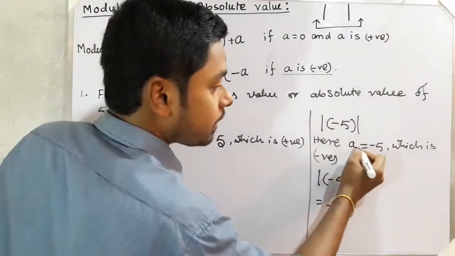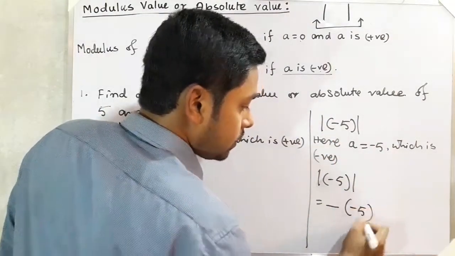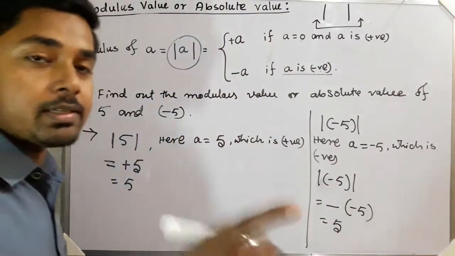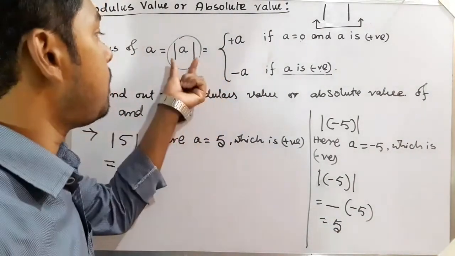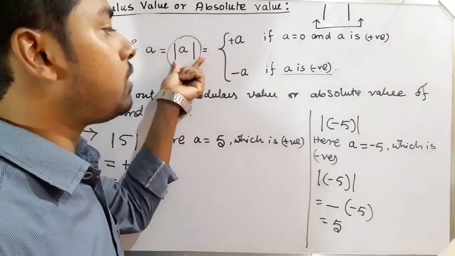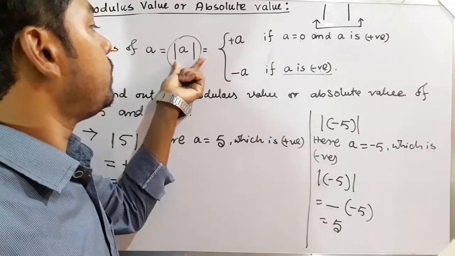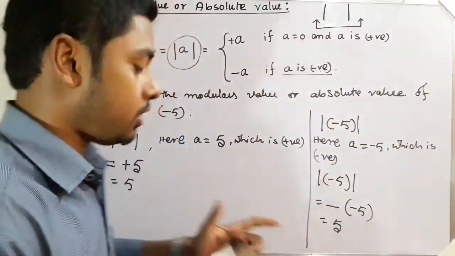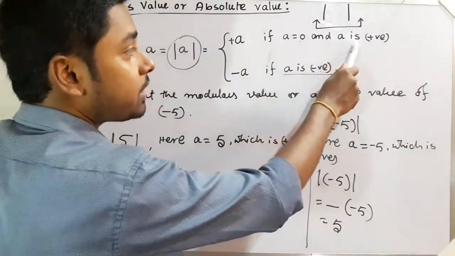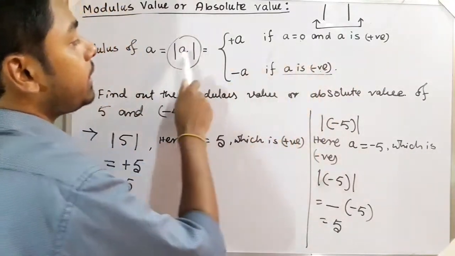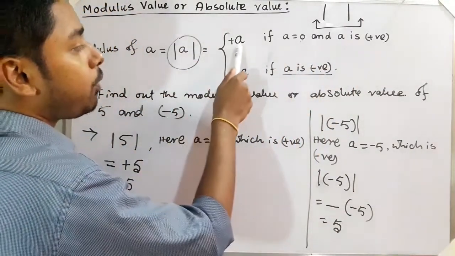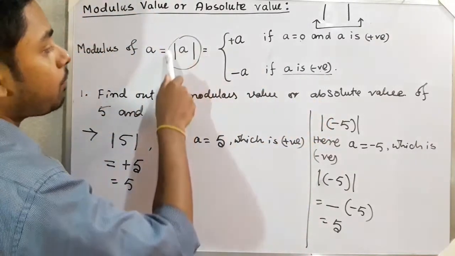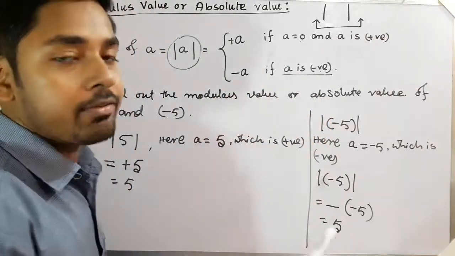A is equals to what? Minus 5. So now minus into minus equals to what? Plus 5. This is the process. That means to find out the modulus value, we are having two ways for two different conditions. Whenever a is positive or a is equals to 0, then value of modulus a will be positive a, and whenever a is negative, then value of modulus a is equals to negative a.